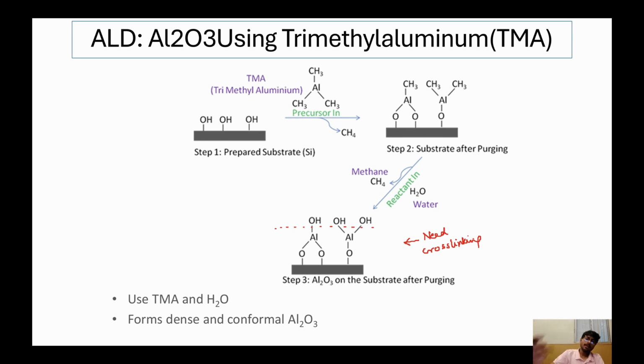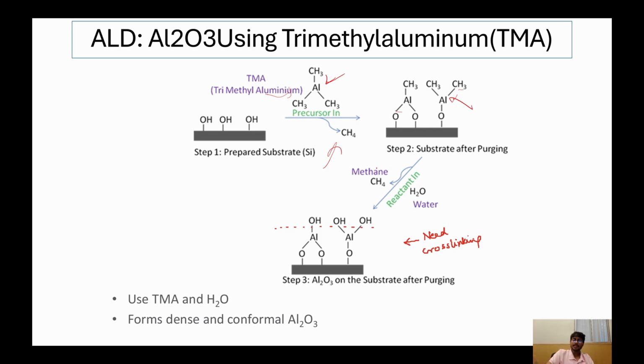Over that this OH termination is there. And when you allow the precursor trimethyl aluminum, there will be a Lewis acid base reaction. In this, aluminum has vacant orbitals. Because of these vacant orbitals, it will act as a Lewis acid. Okay, and this oxygen has a lone pair of electrons, because of that it will act as a Lewis base. So there will be a Lewis acid base reaction, and because of that it will be converted into this form while releasing methane gas.